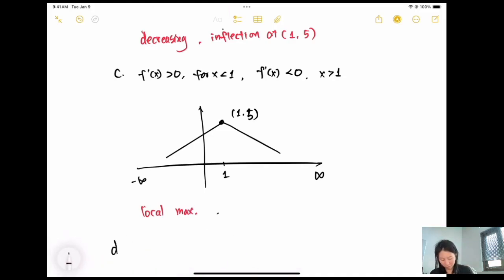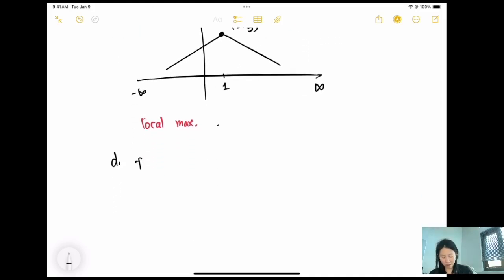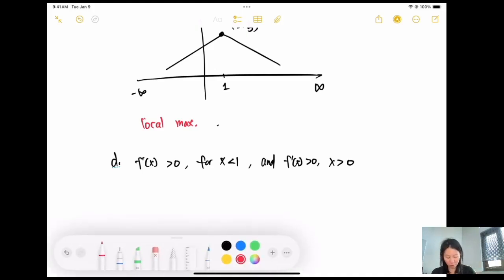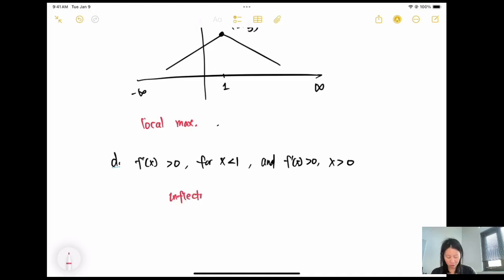D states f prime of x is greater than 0 for x less than 1, and f prime of x is greater than 0 for all x greater than 1. So this is similar to the inflection point. Please prove that by yourself. And this is going to be an increasing graph. The function is going to be increasing on the interval.